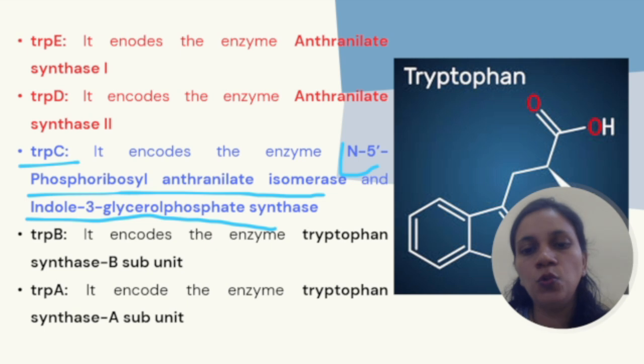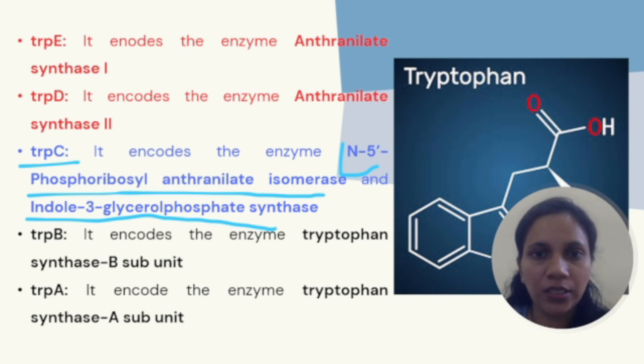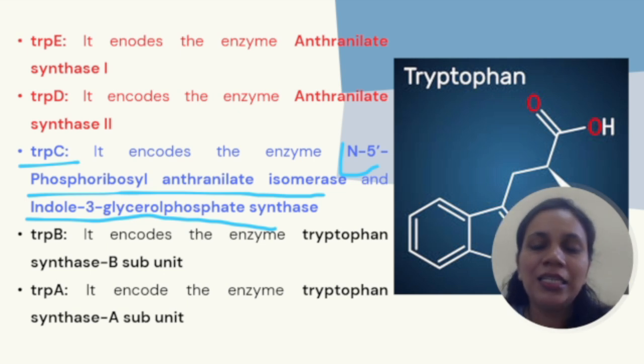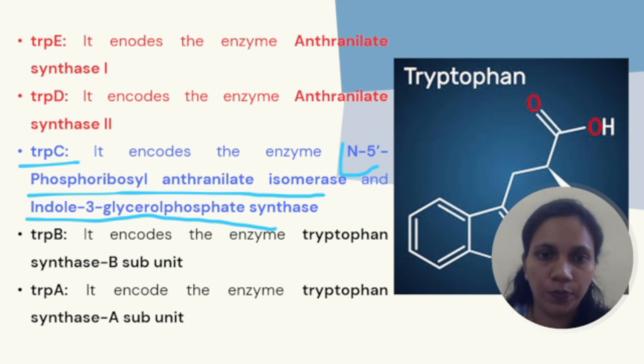Now how are these 2 enzymes working? The first one, the phosphoribosyl anthranilate isomerase domain, first turns the anthranilate into 1-(o-carboxyphenylamino)-1-deoxyribulose 5-phosphate, and the indole-3-glycerol phosphate synthase on the same protein then in turn turns the product into yet another molecule.